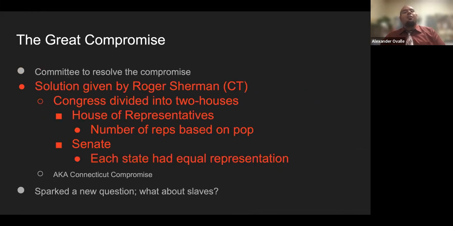So you have something called the Great Compromise. It was a committee to resolve this. The solution was given by Roger Sherman of Connecticut. Congress would be divided into two houses. The House of Representatives, number of reps based on population. The Senate, one vote, each state had equal representation. It's also called the Connecticut Compromise because Sherman was from Connecticut. But this sparked a new question. What about slaves?